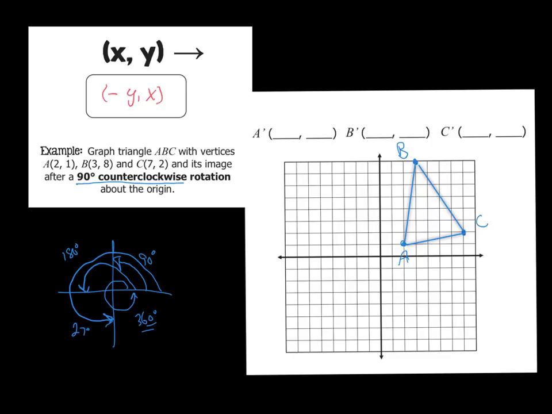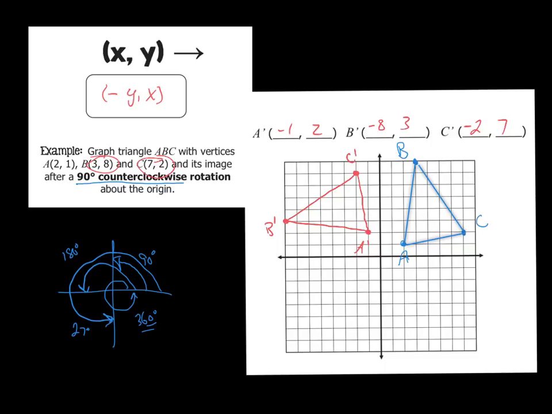So let's try to talk this out again. A got mapped to -1, 2. That's right here. So that's our A prime. And B was originally 3, 8. They're going to switch to 8, 3. And the y value is going to get mapped to the x, opposite sign. And C started at 7, 2. They're going to switch. That's going to be 2, 7. But the 2 is going to change signs. So B is -8, 3. That's right here, our B prime, I should say. And C prime is at -2, 7. That's our C prime. And we connect them. And that's our original rotation.